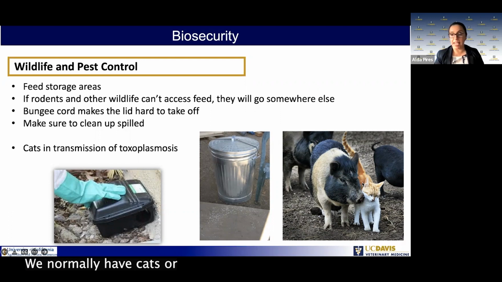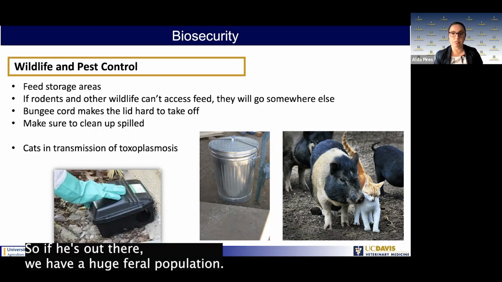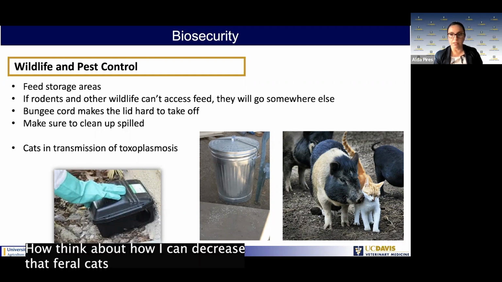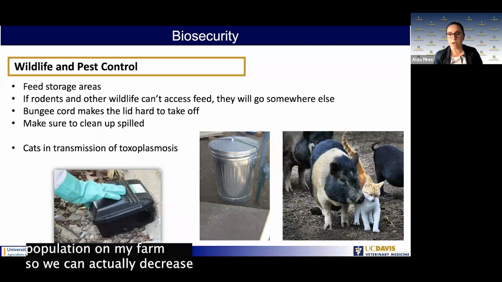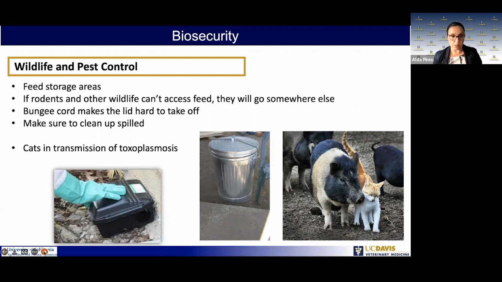We normally have cats in the barn, but the cats can also bring some diseases, for example toxoplasmosis. So if you have a huge feral cat population out there, think about how you can decrease the feral cat population on your farm, so we can decrease the potential exposure to diseases brought by feral animals.